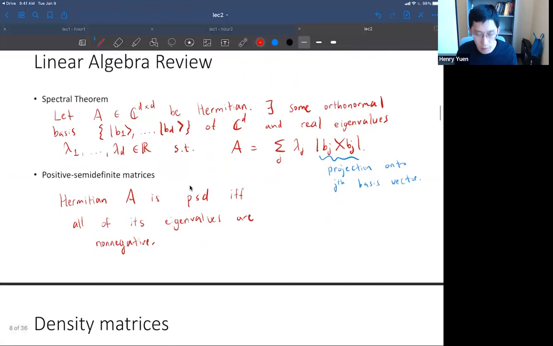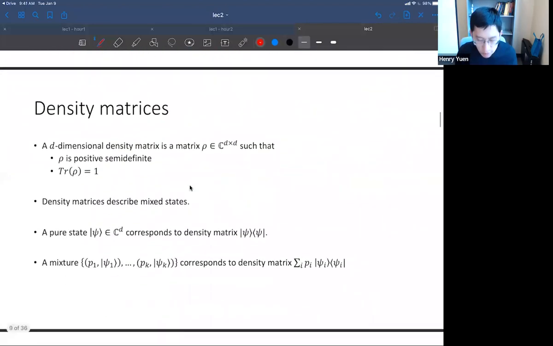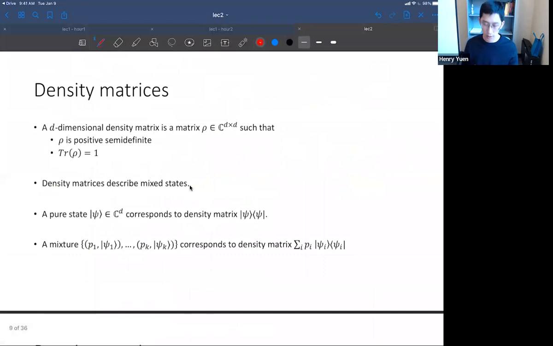So that's, I think, all the linear algebra we'll need. So now we can finally define what a density matrix is. It's the mathematical formalization of a mixed state. So instead of talking about vectors, we're now going to represent states using matrices. A d-dimensional density matrix is some rho such that it's positive semi-definite, so in particular, it's Hermitian, and the trace of this matrix is equal to 1.